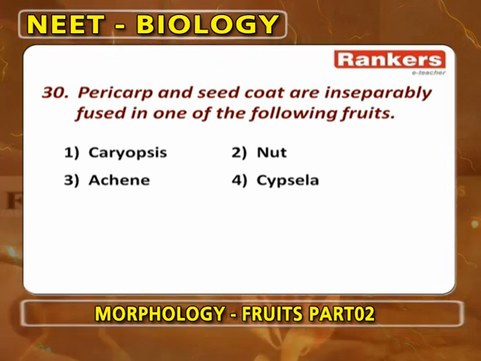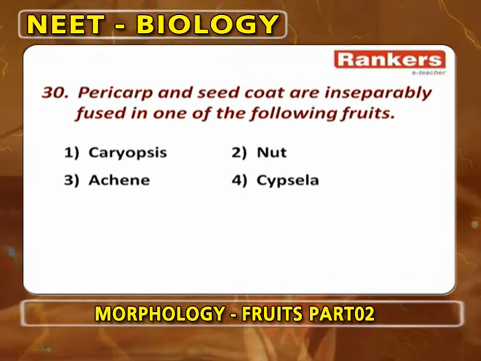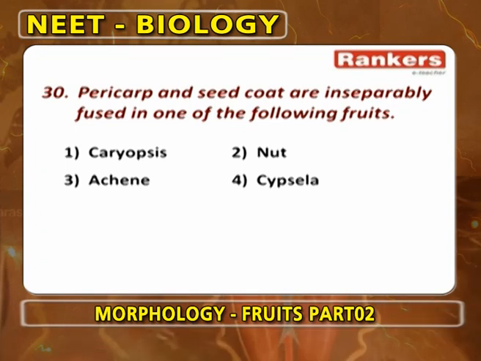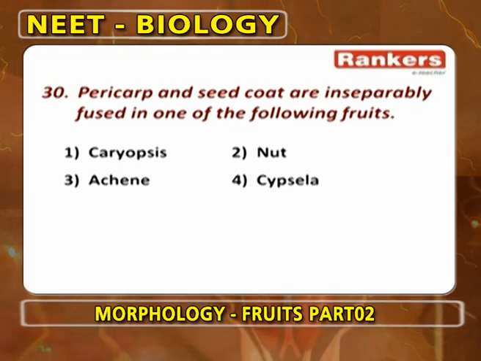Pericarp and seed coat are inseparably fused in the following fruits. Inseparably fused: Caryopsis. In Caryopsis, pericarp and seed coat are completely fused. That is why Caryopsis is not regarded as a fruit. It is popularly called a grain. Next.